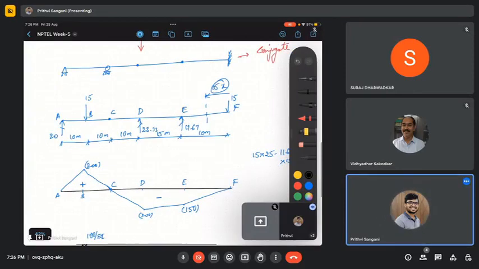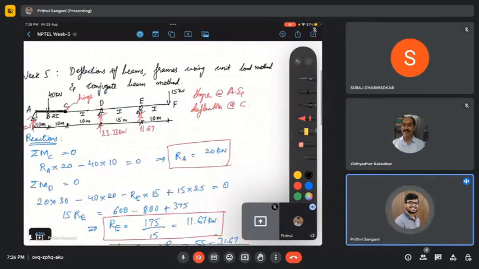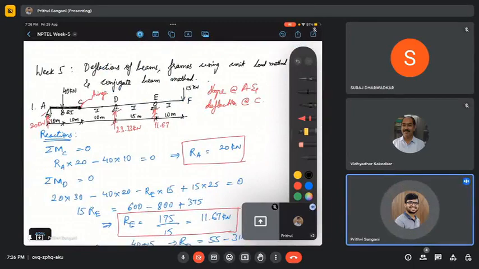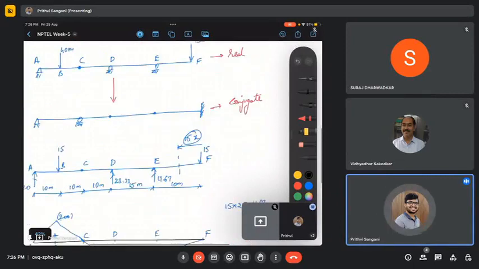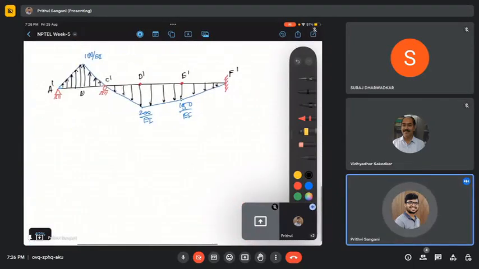So what is the question? Let us see the question. The question is to find out the slope at A and deflection at C. So the slope in the real beam will be the shear force in the conjugate beam, right? Now we need to just find out the reaction at A dash. That will directly give us the slope in the real beam. So let us find out the reaction at A dash.